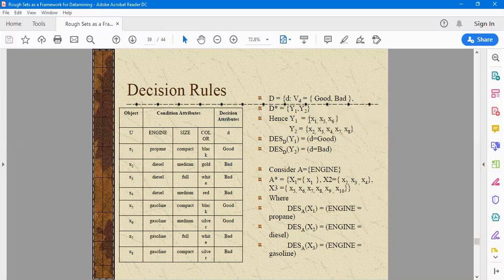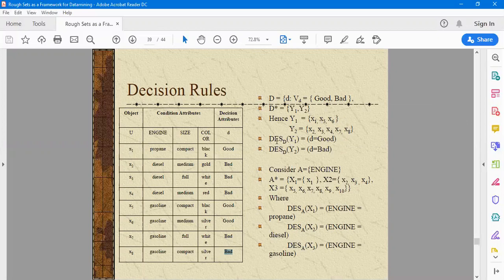Okay, so for Y1 it will be X1 because it is good, X5 is good, X6 is good, hence X1, X5 and X6. Similarly for bad it is X2, because here it is bad, then X3, if you come here, this is also bad. X4 is also bad. Then X7, this is also bad, and X8, this is also bad. So Y2 is the decision attribute equivalence class where the value is bad. Okay, the car is in a bad condition if those condition attributes are considered.